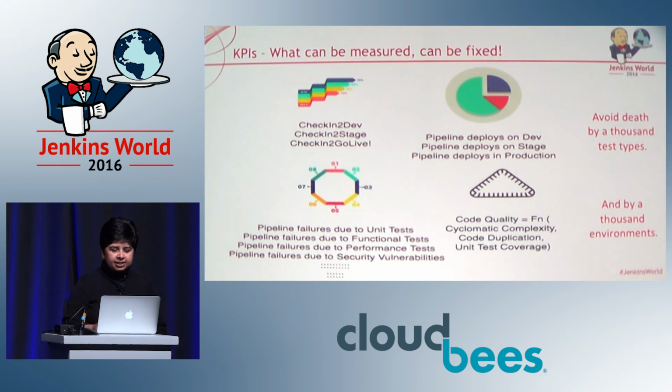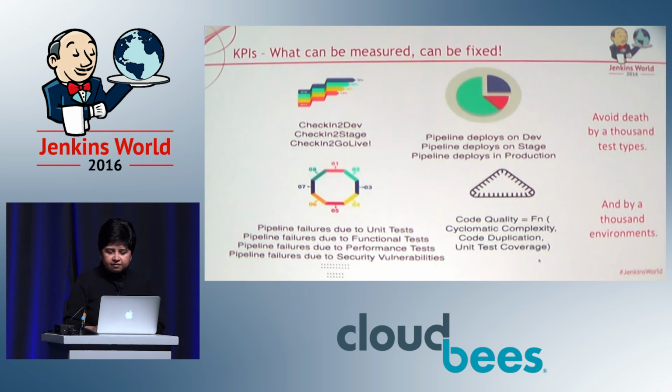So key performance indicators are check into dev, the cycle time, check into dev, how long it takes, check into stage, and check into go live all together in one canvas. How many deploys you had on dev, stage, and production. How many failures you had due to unit tests or functional tests or performance or security vulnerabilities.